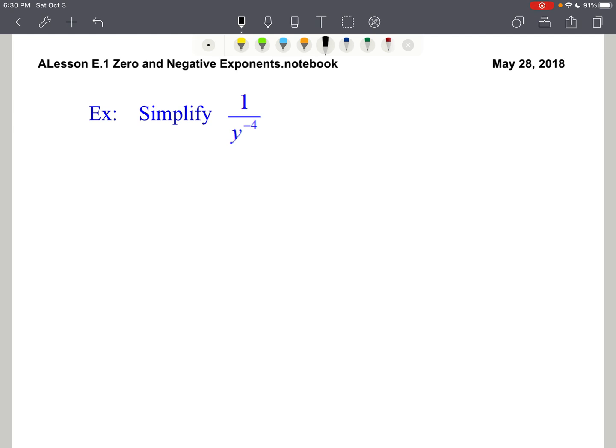So when we have 1 over y to the negative 4, 1 is a base raised to the first power, and y is a base raised to the negative 4 power. 1 has a positive exponent. It can stay in the numerator. Y has to change its position, so it needs to move to the numerator so its exponent can become positive. And then what's left in the denominator? A 1. So that's the same thing as y to the 4th.